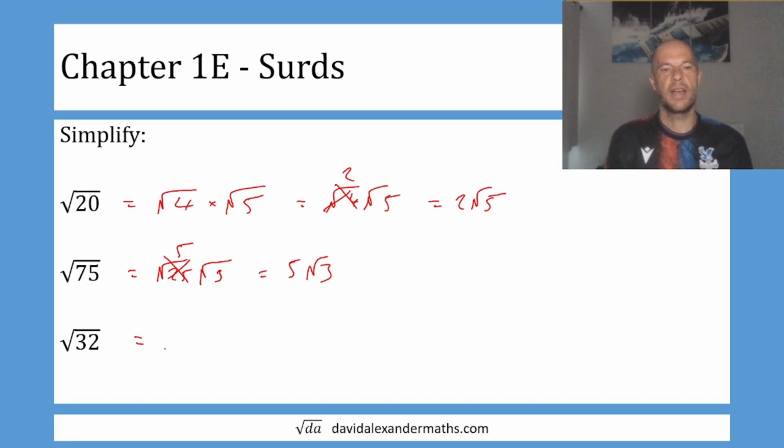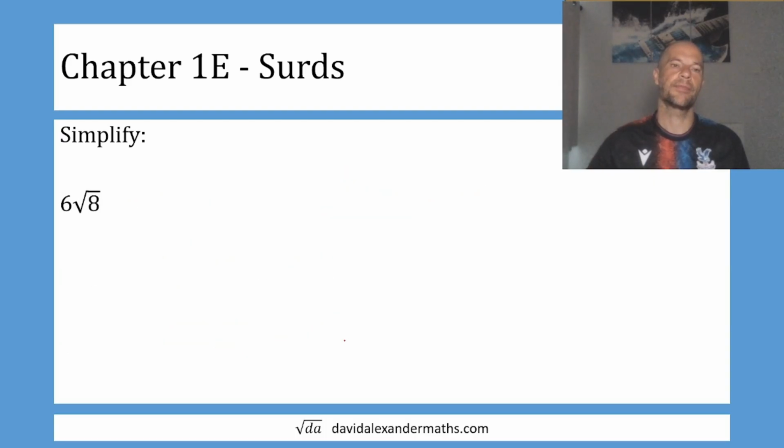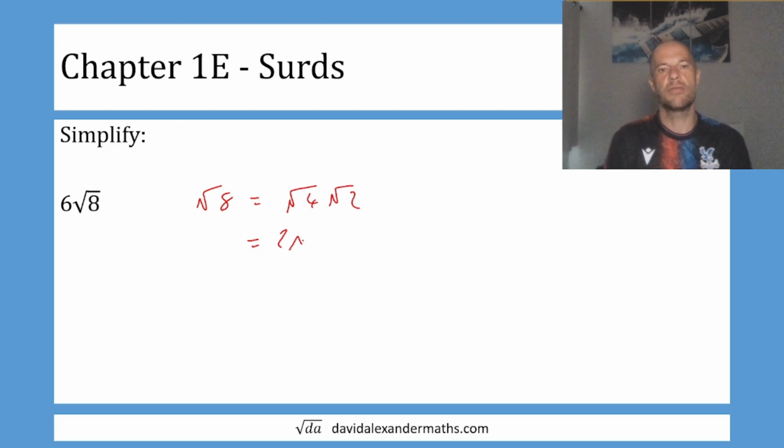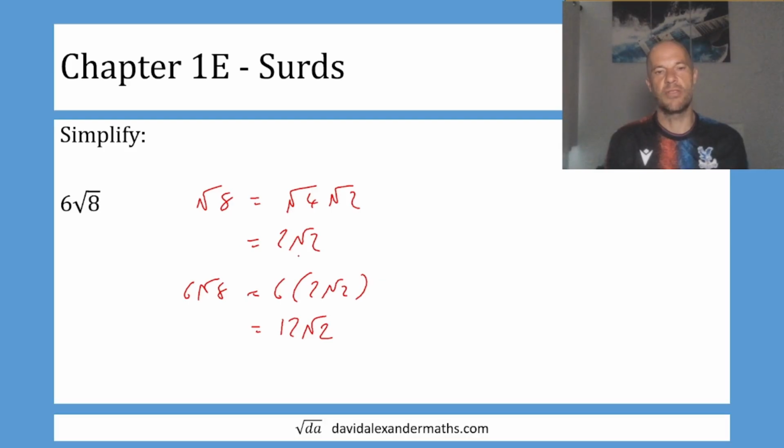Root 32. So some people, it might not be obvious that it's root 16 times root 2. Some of you might think it's root 4 times root 8. But you're always after the biggest square number, so the square root of 16 is 4, so that is 4 root 2. 6 root 8, well, let's look at root 8 first of all. Root 8 is root 4 root 2, so 2 root 2, so 6 root 8 is 6 lots of 2 root 2, and 6 times 2 root 2 is 12 root 2. Root 8 being 2 root 2 is probably one of the ones that you just memorise from doing a lot of surds, hopefully.